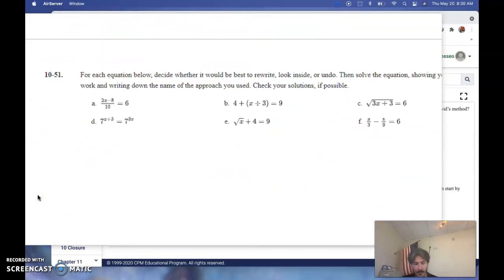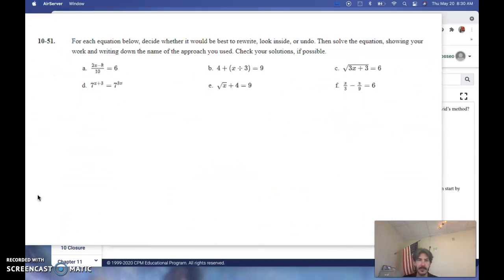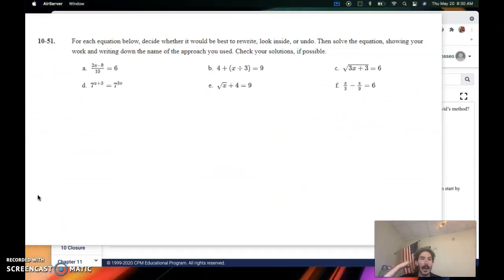There is a plethora of problems here in problem 10-51. There's 6 of these things. And it says for each equation below, decide whether it would be best to rewrite, look inside, or undo. Then solve the equation, showing your work, and writing down the name of the approach you use. Check the solutions if possible.